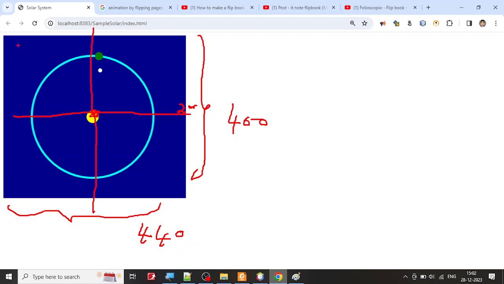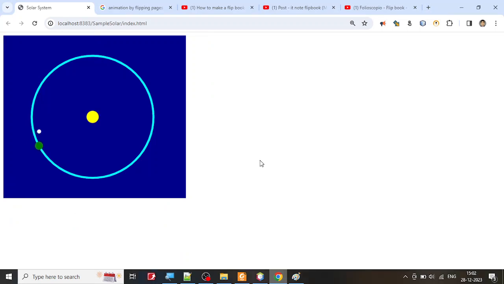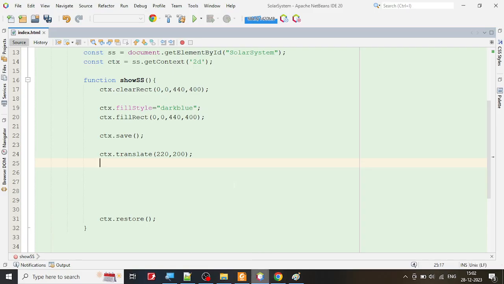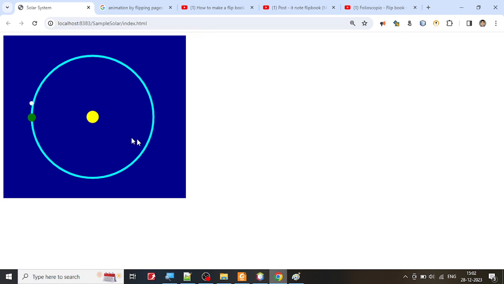So my current location is here. From here, I am translating, or moving, to the center. I've just taken it to the center so that the cursor is there at the center.